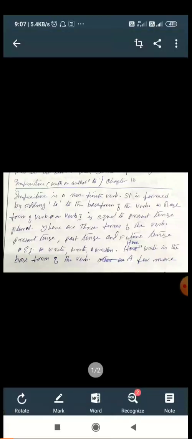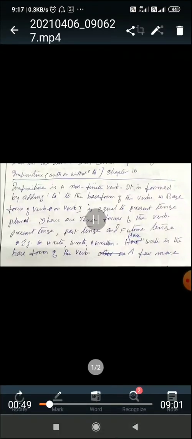Infinitive is a non-finite verb. I told you there are two types of verb, finite verb and non-finite verb. Participles, gerund and infinitives are called non-finite verbs. It has a form of verb, but it doesn't have a full sense. It cannot stand by itself. So it is called non-finite verb.